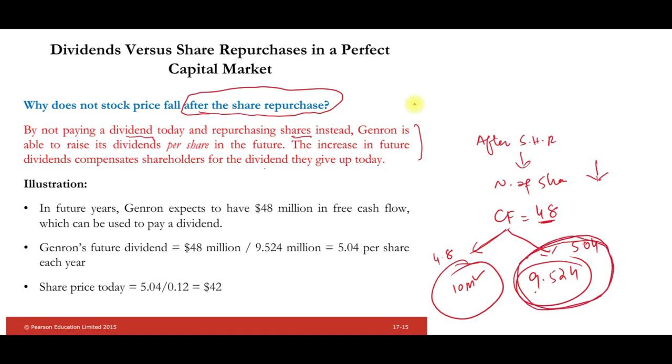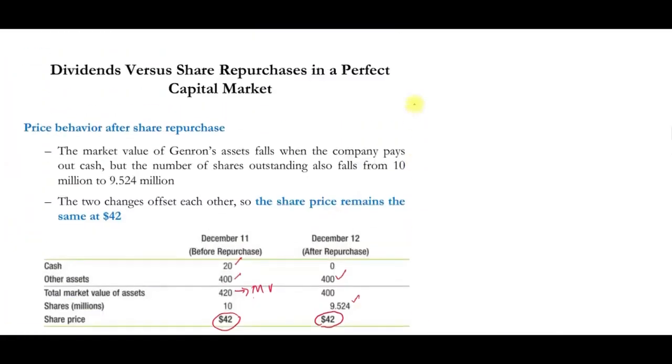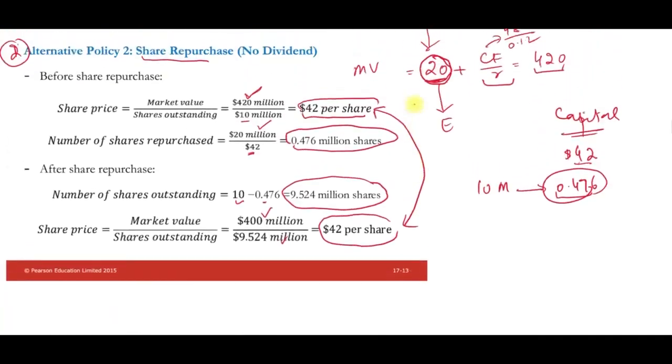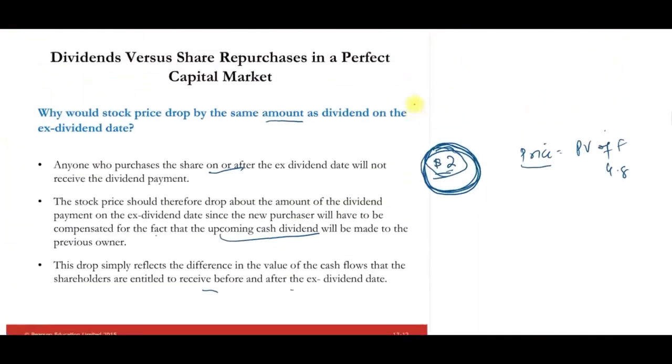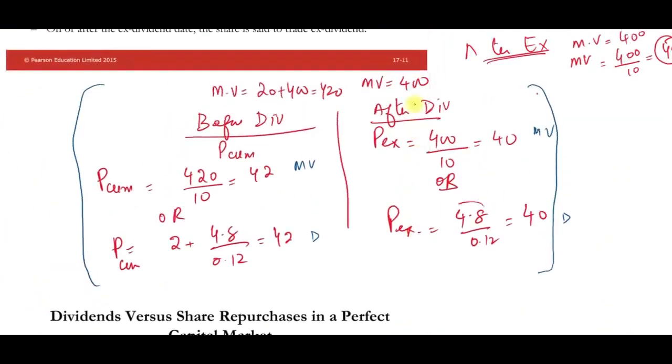So we will look at it here also. 48 million is the free cash flow. Because this company is unlevered, it would be distributed to the shareholders. So future dividend would be the 48 cash flow divided by shares outstanding, right? 9.524. So what would be the dividend per share? It would be 5.04. Previously, in the previous case, the dividend per share was 4.8.